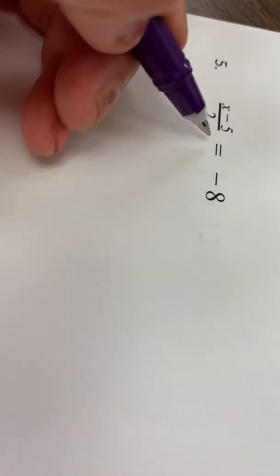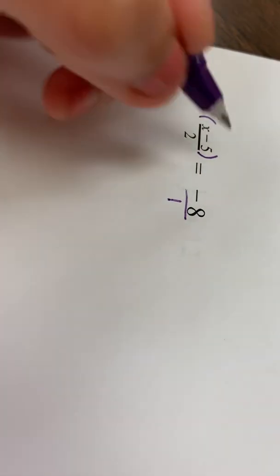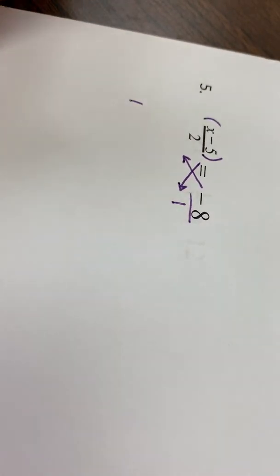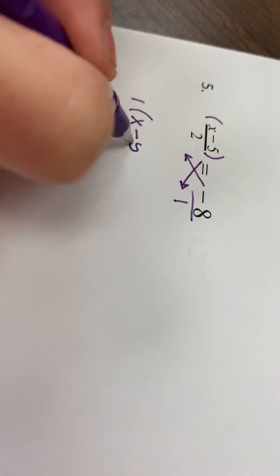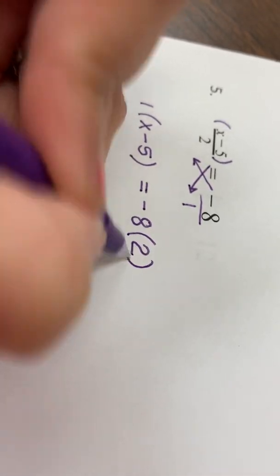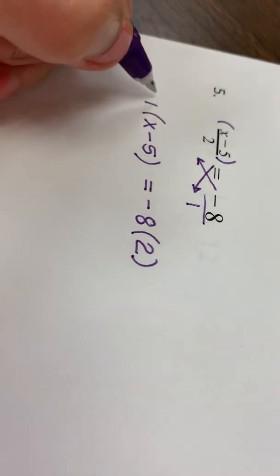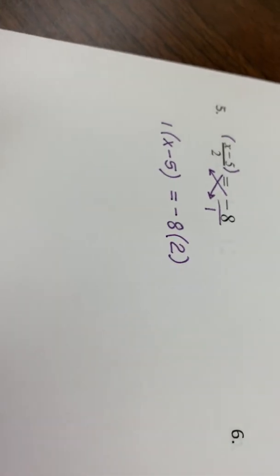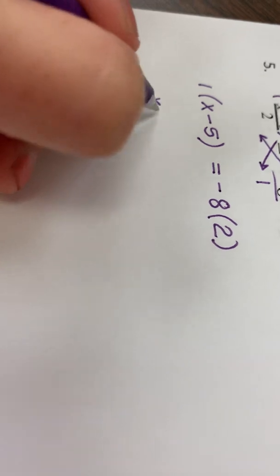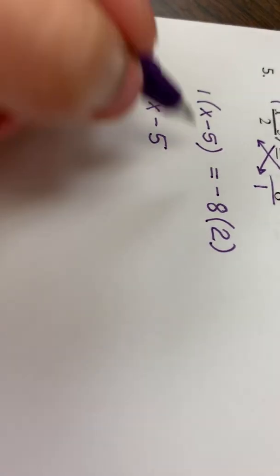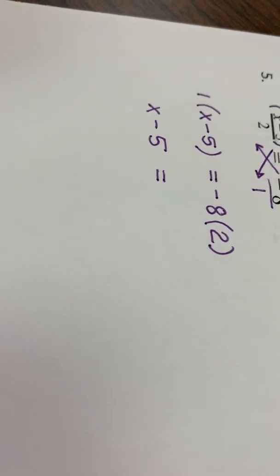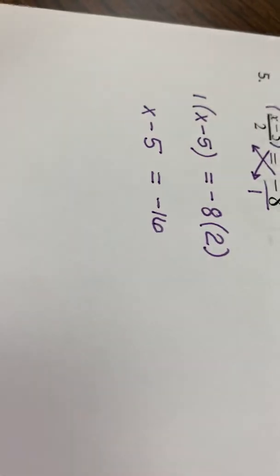x minus 5 over 2 equals negative 8 over 1. Anytime we don't have a denominator, we can insert a 1. And then thinking back to your algebra days, we could cross multiply. So I have 1 times x minus 5 equals negative 8 times 2. Now 1 times anything gives you the same thing back. Multiplying by 1 does not change anything. So I can simply bring down x minus 5 equals, and the negative 8 times 2 is negative 16.